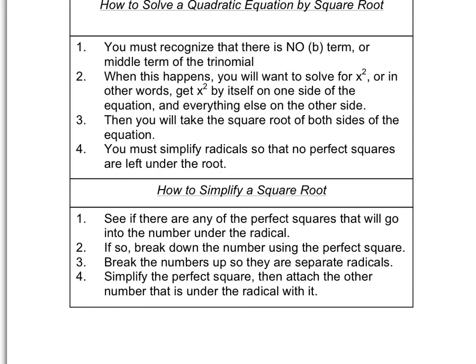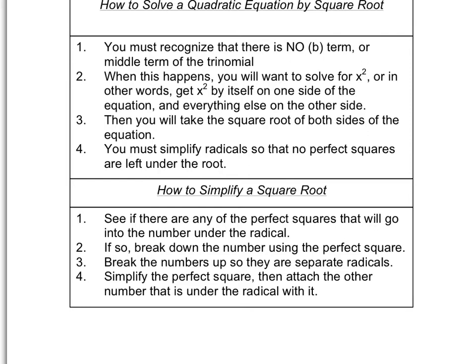Okay. So you get a square root and you get a big number underneath of it, and we got to figure out, okay, is this square root simplified? Well, we have to see if there's any perfect squares that will go into the number underneath the radical. Now, the perfect squares, again, if you look at your multiplication chart, are the numbers that go down the diagonal of the multiplication chart. Okay, so we got to figure out, do any of those numbers down that diagonal go into the number that's underneath the root? If so, we got to break that number down, and you're going to see how I do that.